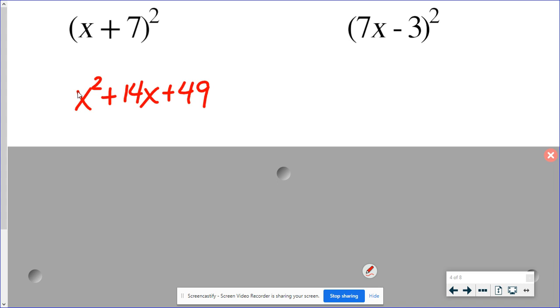No other work to show. If I square that 7x, I would have 49x squared. 7x times a negative 3 is negative 21x, so negative 42x when I double it, and negative 3 times negative 3 is positive 9.